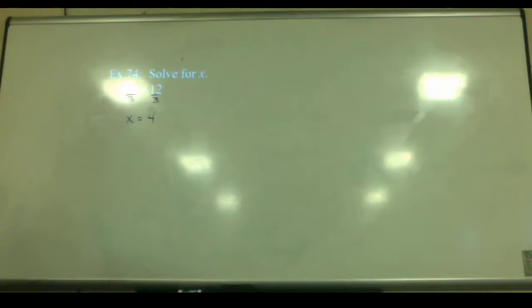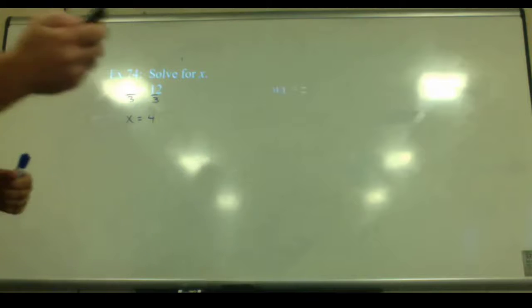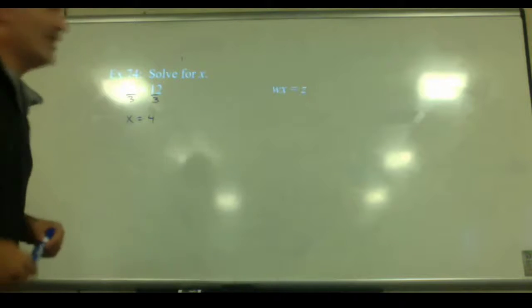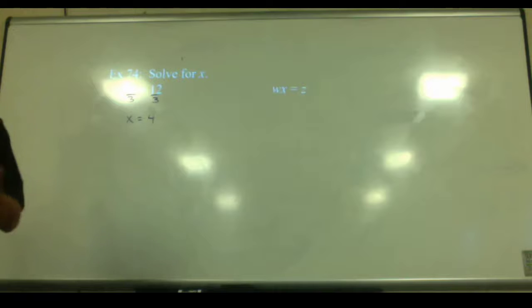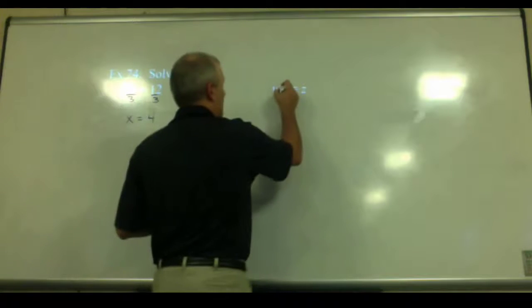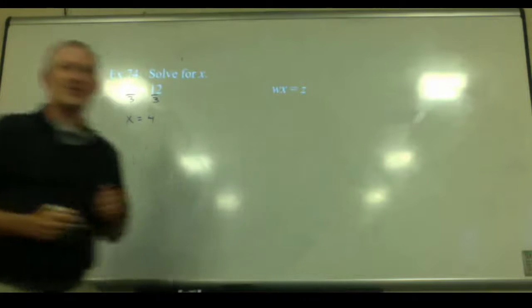Okay, so that's just some review. We've already done that. That's a one-step equation. Now I want to show you this one. W times x equals z. Do you see that this is really the same thing? W times x equals z.